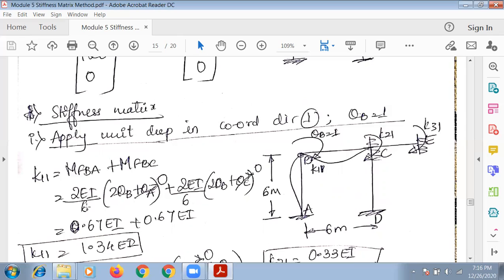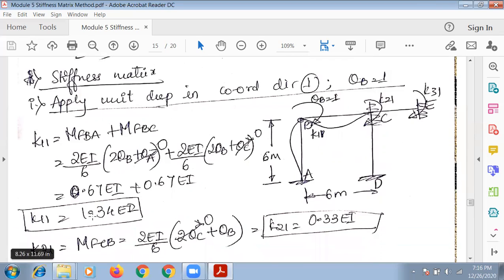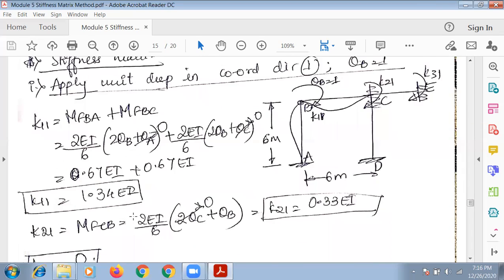So it is 2EI by L times 2 theta B plus theta A. Again, you have to fix all the joints, only release the joint where you're applying the rotation. Then similarly, MFBC is 2EI by L times 2 theta B plus theta C. So K11 is 1.34 EI.